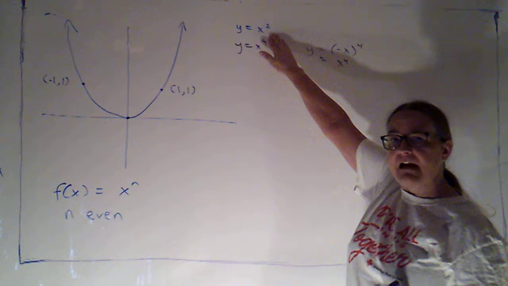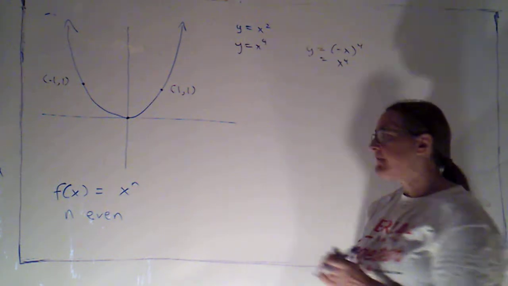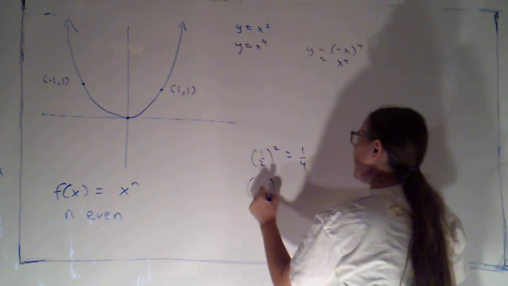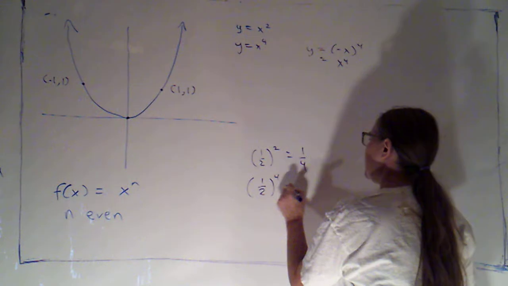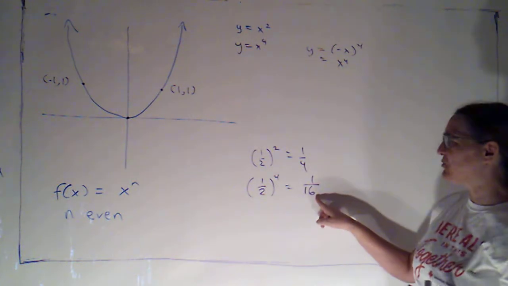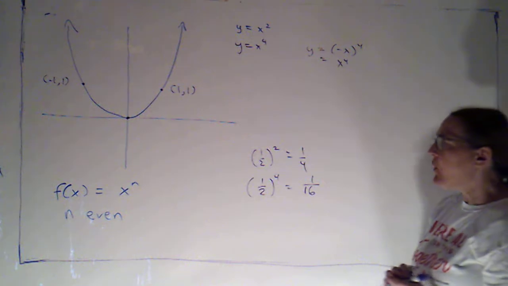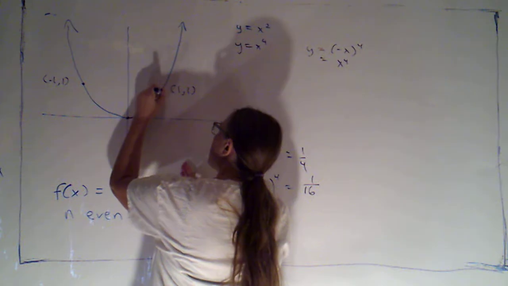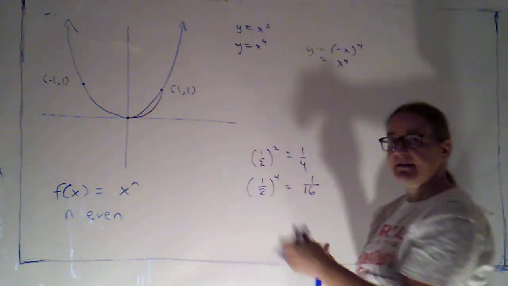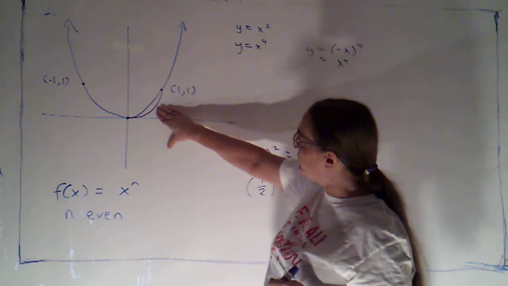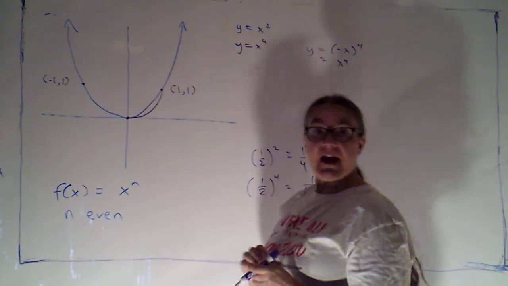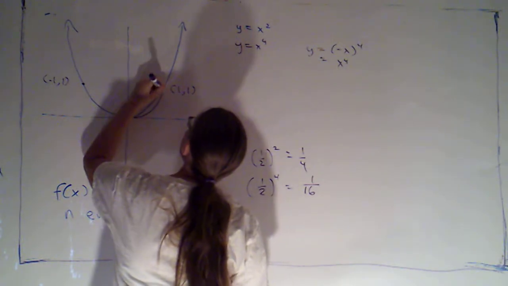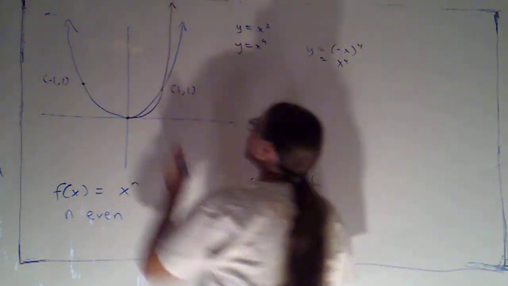If I take 1/2 and square it, 1/2 squared is 1/4. If I take 1/2 to the fourth power, that's going to give me 1/16, which is a lot smaller. So what's going to happen is between 0 and 1, the fourth power is actually smaller than the second power. So the graph of x to the fourth will be below the graph of x squared. At 1, they agree, and then for x values bigger than 1, the fourth power is going to be bigger.